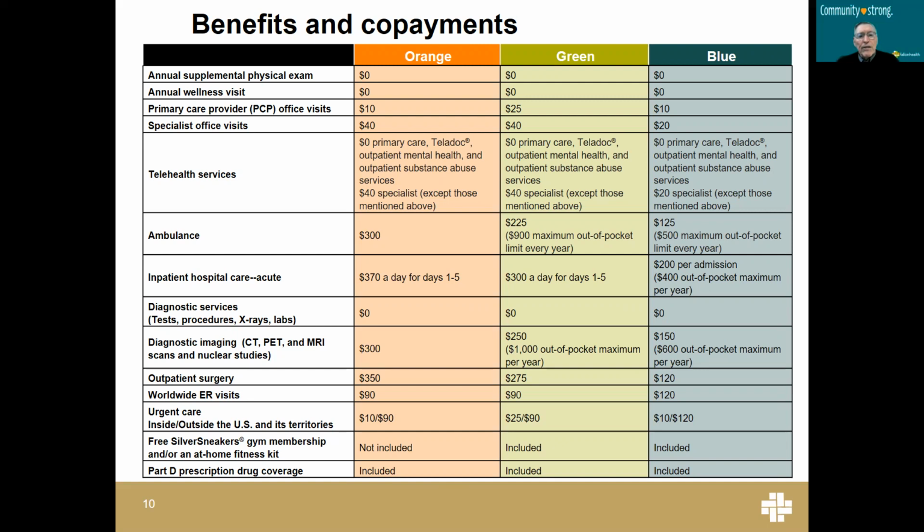The urgent care is $25 for any place in the United States and $90 worldwide. This program does include the Silver Sneaker program, which is a national association of over 14,000 locations, so you can utilize the Silver Sneaker benefit that is on the Green Plan. And prescription drugs are also covered as a Green Plan member.